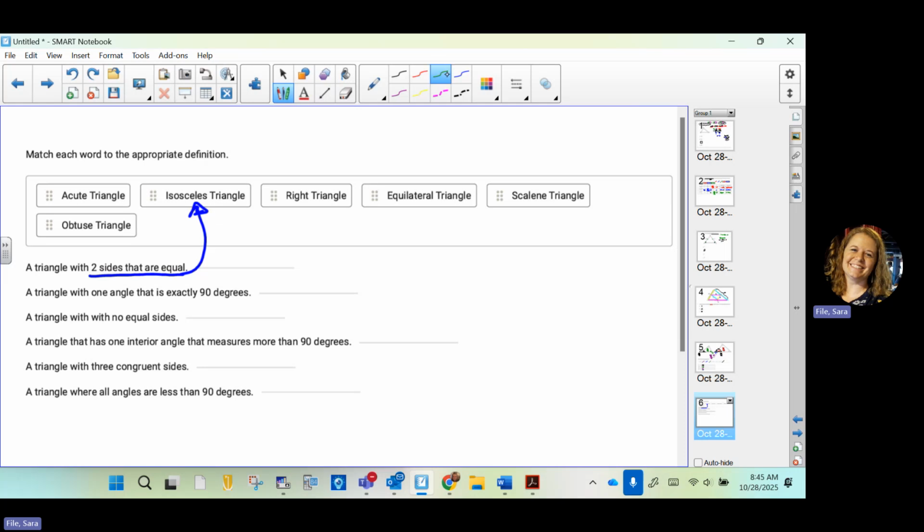Okay, a triangle with one angle that's exactly 90 degrees. What's a 90-degree angle? A right angle. So a triangle that has a right angle is a right triangle. A triangle with no equal sides. They're all different. What did we say that was earlier? Scalene. Scalene, very good.